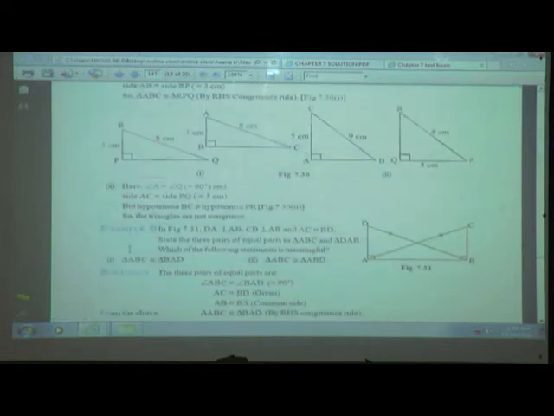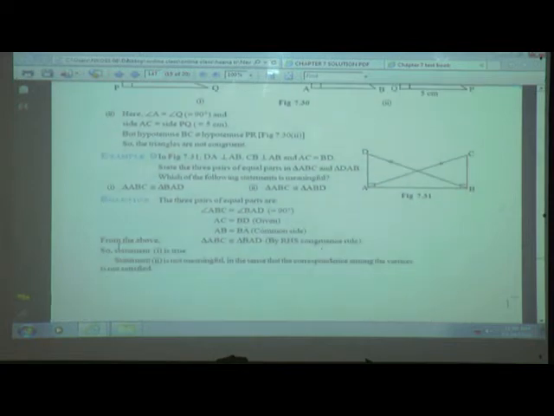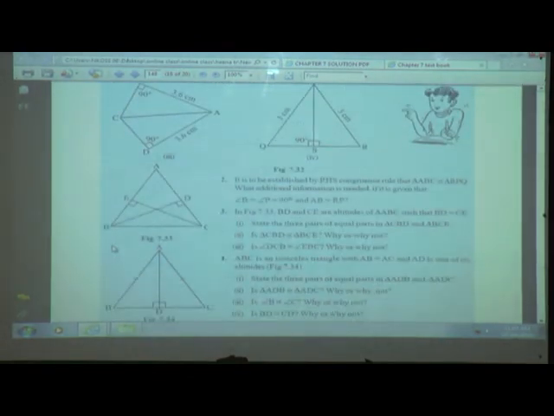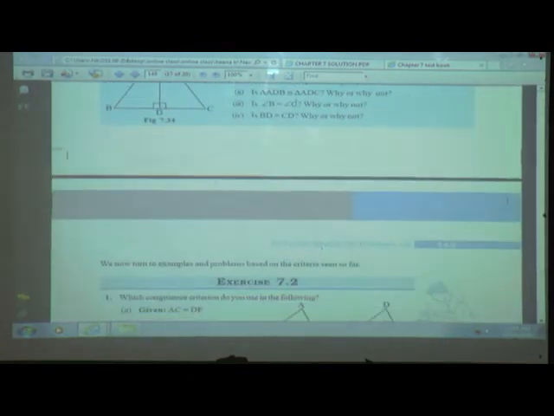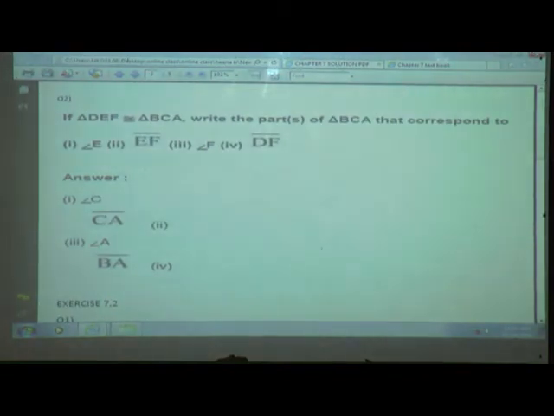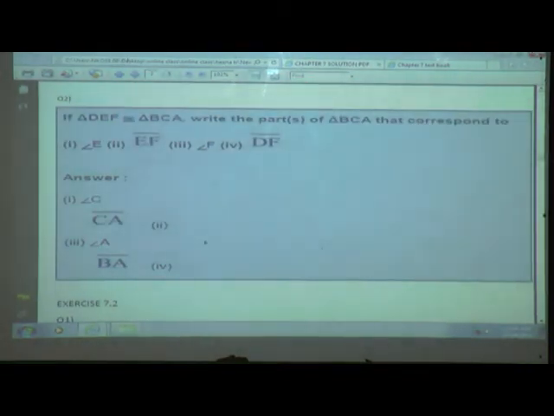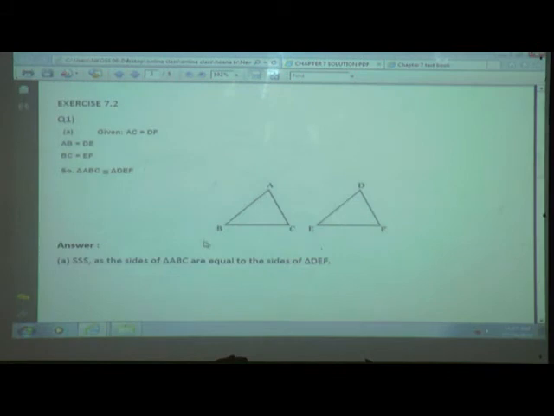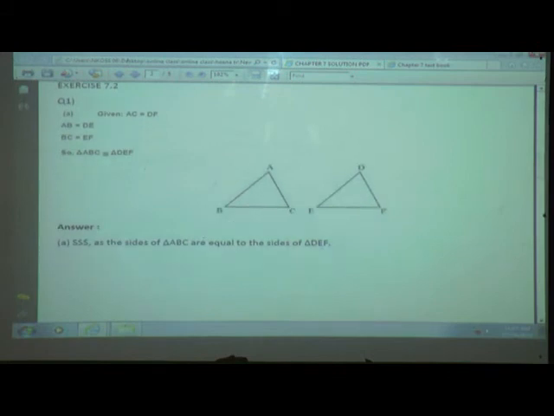So this was the example related to the right angle triangle. We will see some examples related to our exercise, so it will be easier to understand. Here AB is equal to DE is given, BC is equal to EF is given. So by seeing this we can say triangle ABC is congruent to triangle DEF. This we have to prove.